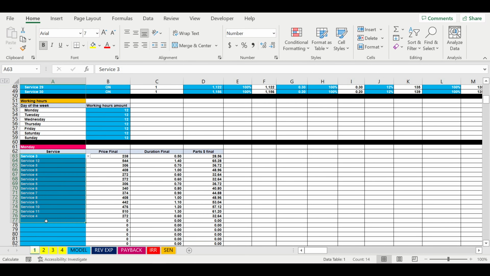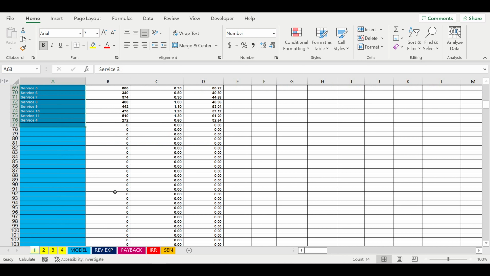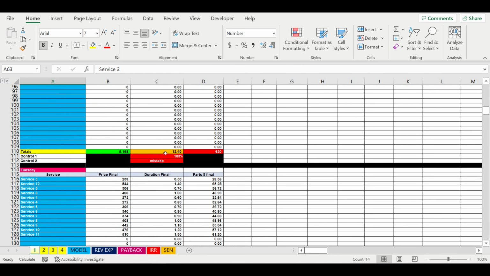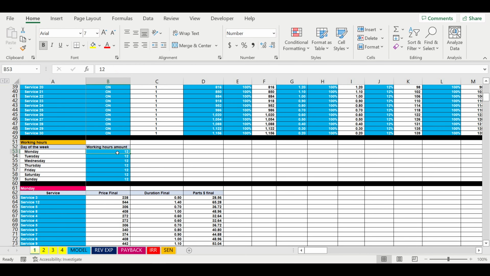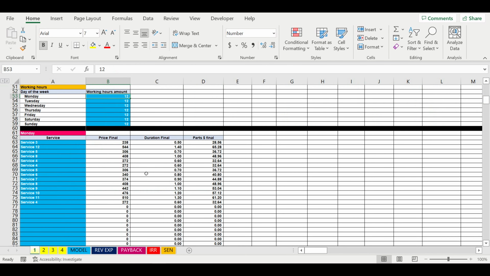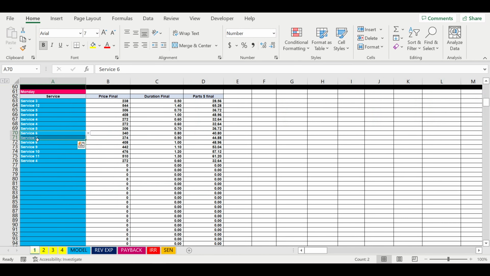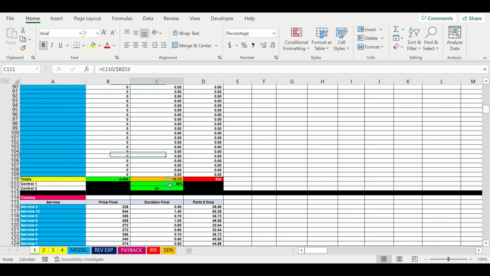And in this case, we can see that we can't perform this amount of services because their duration is 12.4 hours while we have only a 12 hour workday. So we have to decrease, for example, exclude some services, for example these services. So this will be okay.